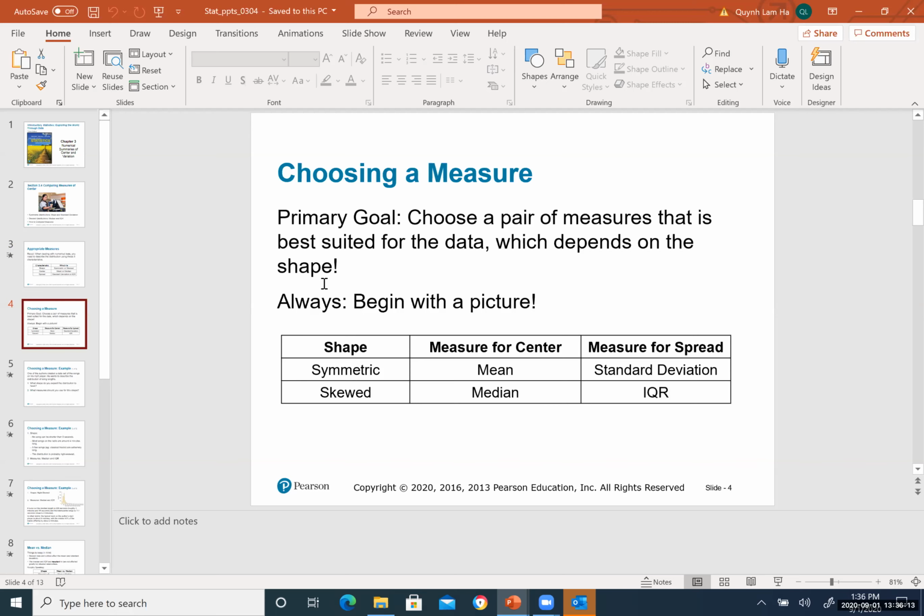We have the following table for you to look at. For symmetric, you compute the mean and standard deviation. For a skew distribution, you compute the median and IQR. How do you compute IQR? You take Q3 minus Q1. To find the standard deviation, you use the formula from the previous section, or you can run StatQuant.